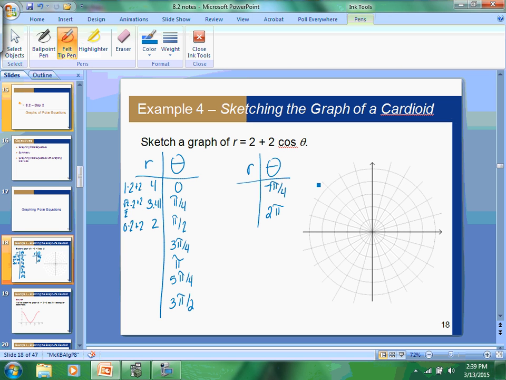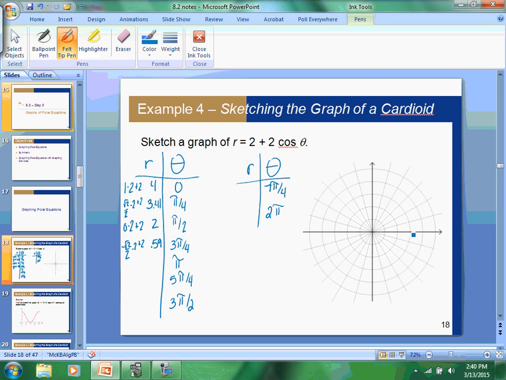Right, 3 pi over 4 now, that should be similar to what we did with pi over 4. It's just going to change the sign. So cosine of 3 pi over 4 is negative square root 2 over 2. If I multiply 2 by that, I get the negative square root 2, and then I have to add 2. So it's really like 2 minus the square root of 2. So that gets me a different decimal, 0.59.